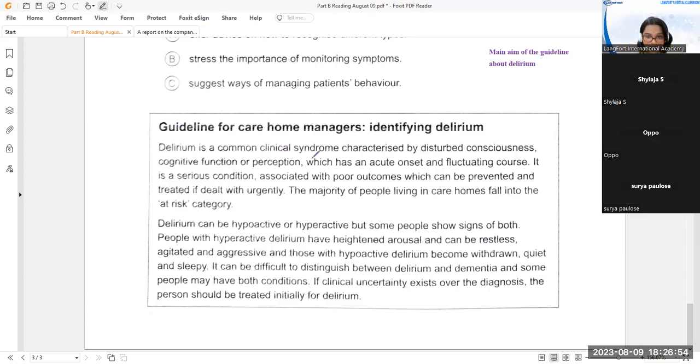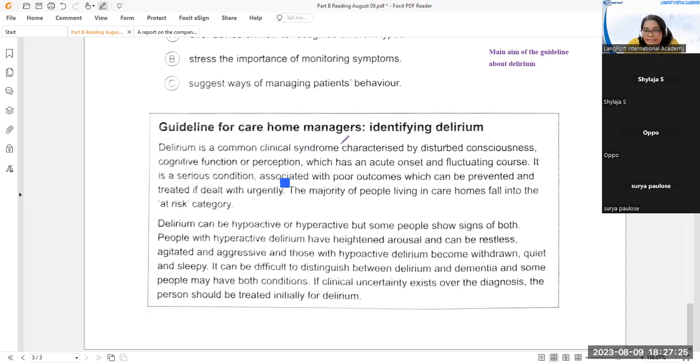Okay, Shailaja, can you read the heading and the first 2 sentences for me, please? Guideline for care home managers: identifying delirium. Delirium is a common clinical syndrome characterized by disturbed consciousness, cognitive function, or perception, which has an acute onset and fluctuating course. It is a serious condition associated with poor outcomes, which can be prevented and treated if dealt with urgently. So it is a guideline for care home managers so they can identify delirium in their patients.